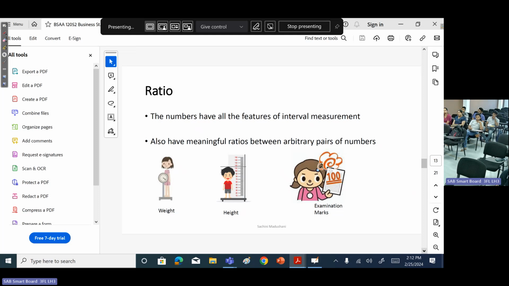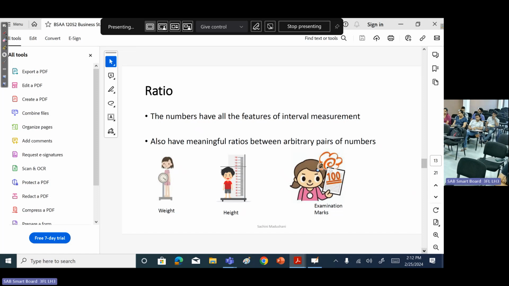What is the remaining mathematical operation? Equal or not equal? Greater than or less than? Addition or subtraction? What is another one? Multiplication and division. All the mathematical operations can be applied to the ratio scale variables.